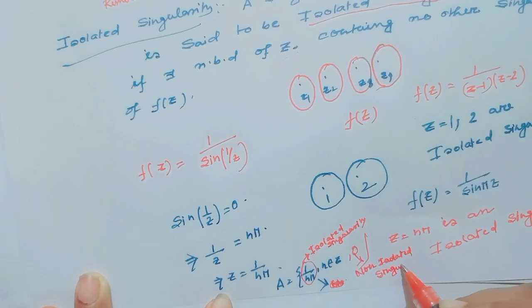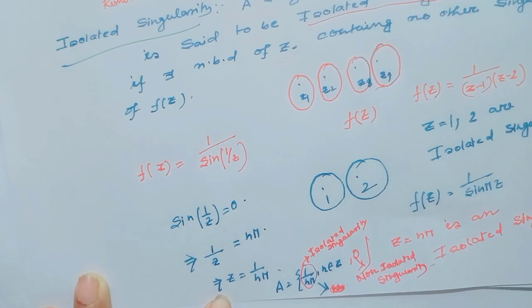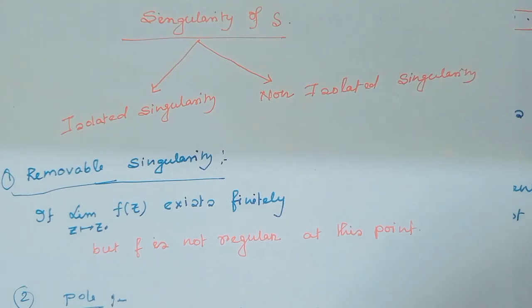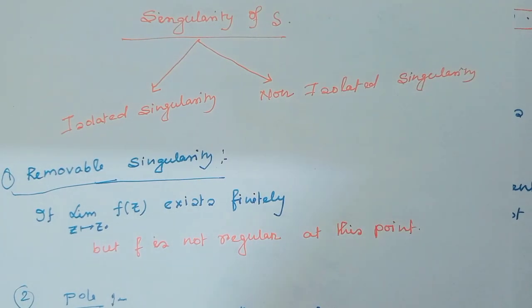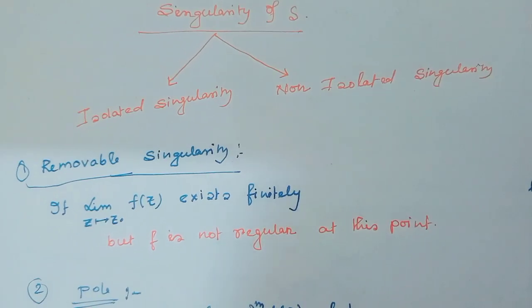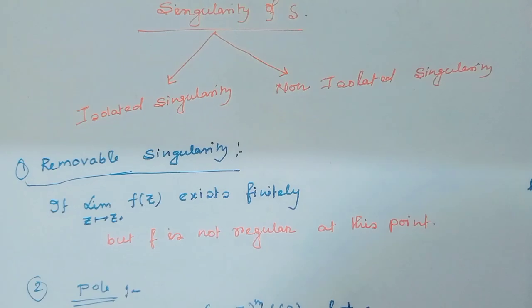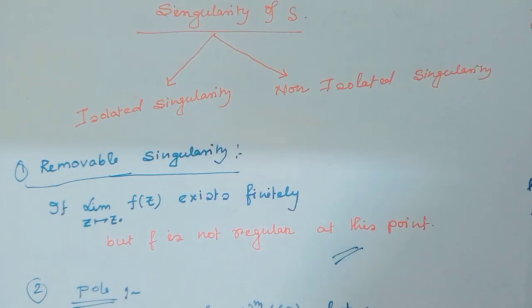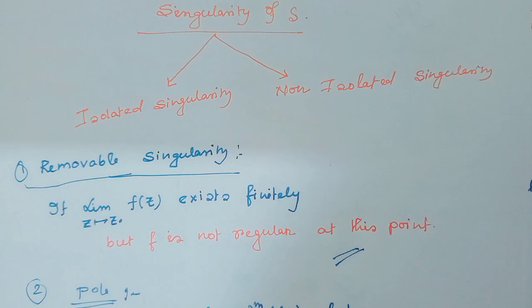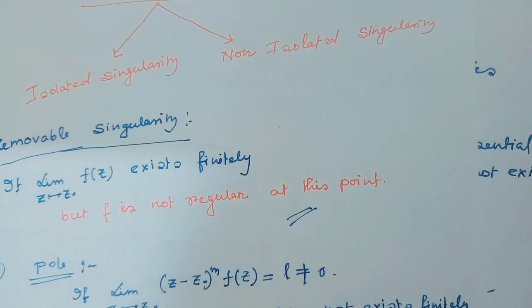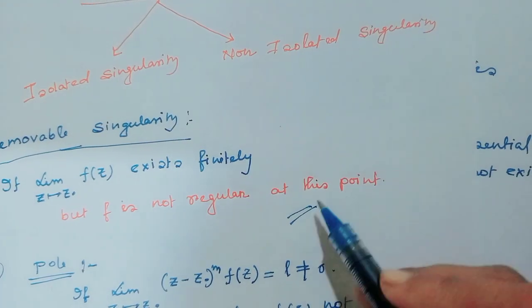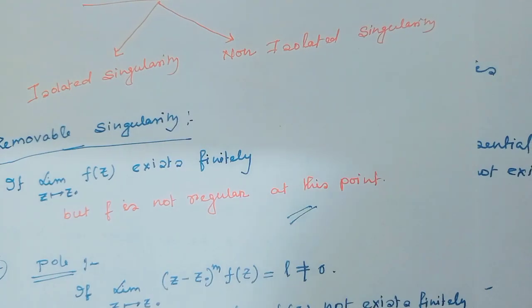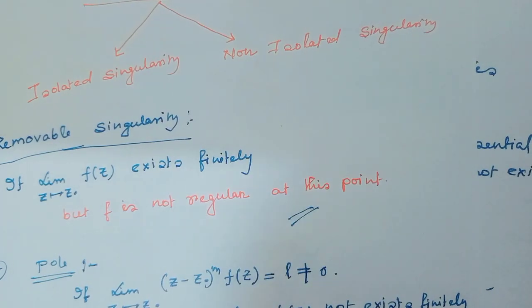Okay, I hope all my viewers have understood. Singularity: if limit z tends to z naught of f(z) exists finitely, but f is not regular, that means f is not analytic at this point, then f has a removable singularity.